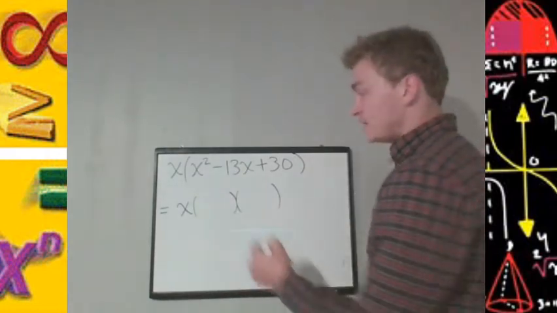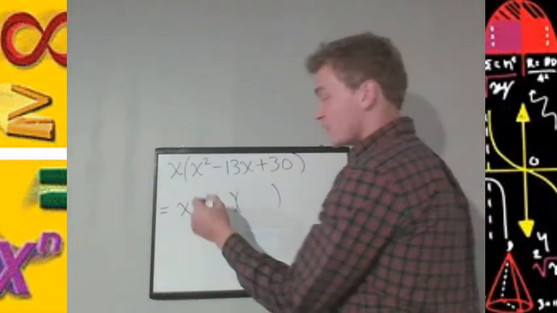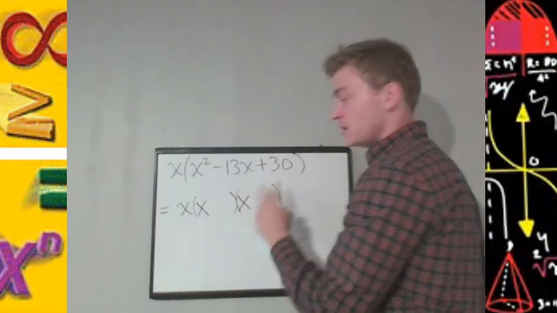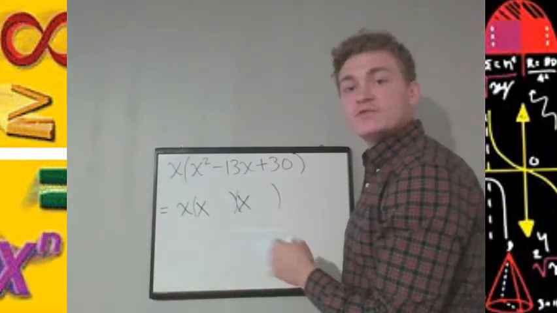So we'll write this out as what multiplies to give us x squared? X times x. What are the two integers we just found? Negative 3 and negative 10.